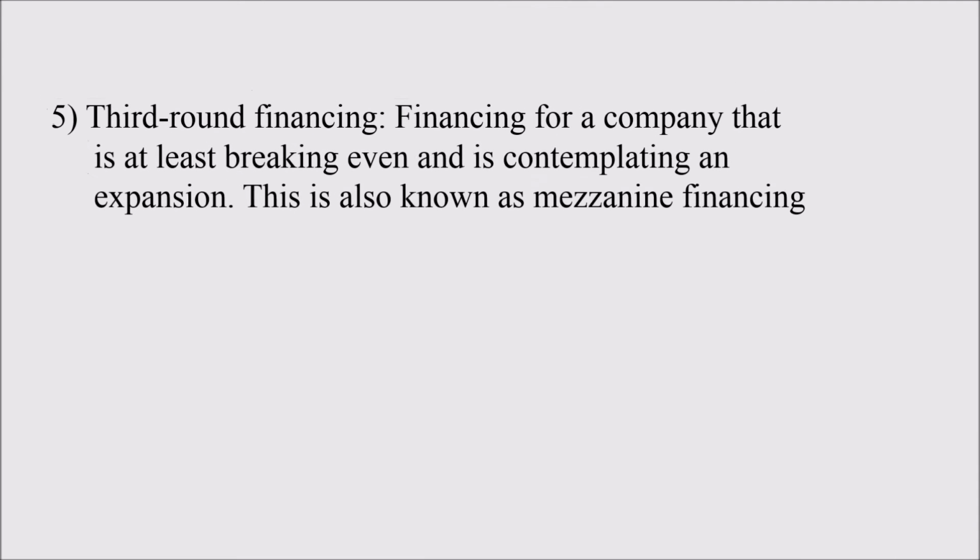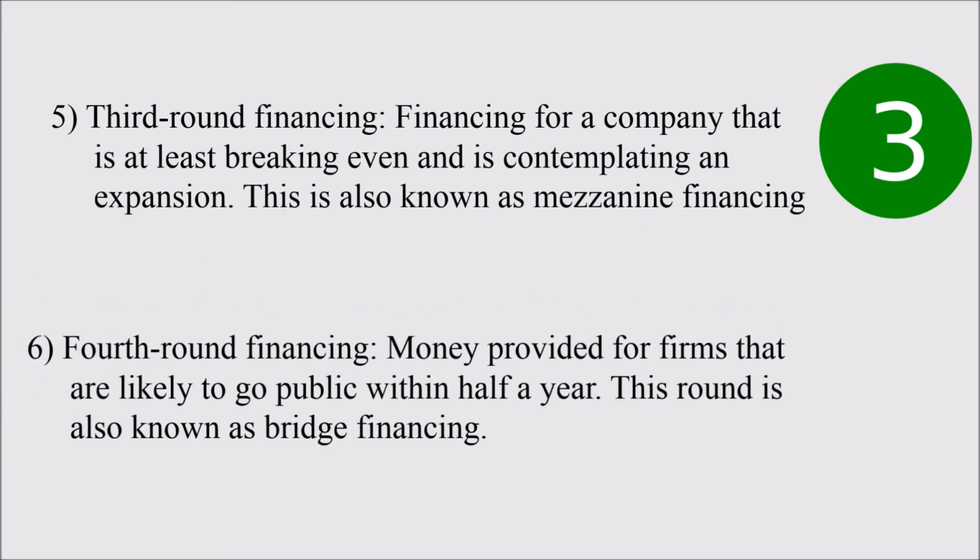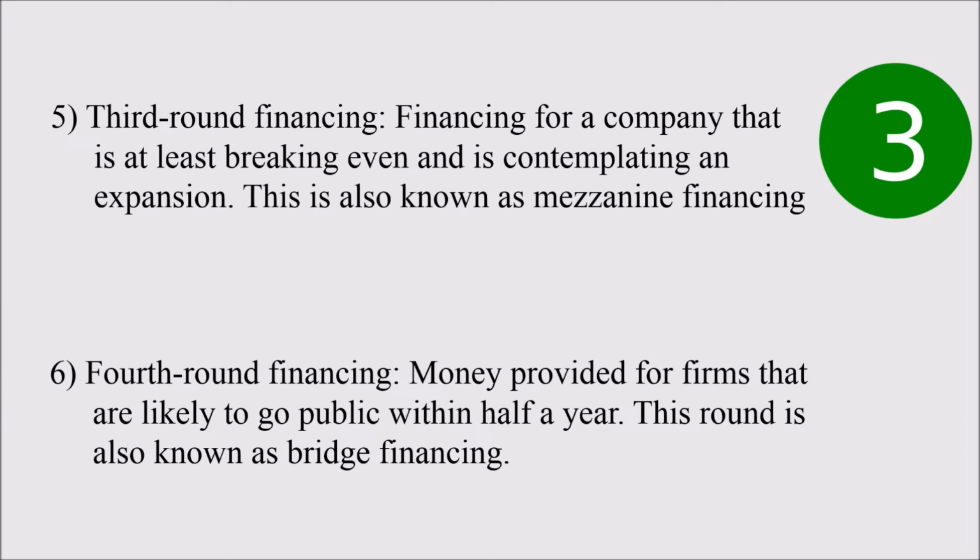The last two stages are third round financing. Financing for a company that is at least breaking even and is contemplating an expansion. This is also known as mezzanine financing. And the fourth round financing is money provided for firms that are likely to go public within half a year.